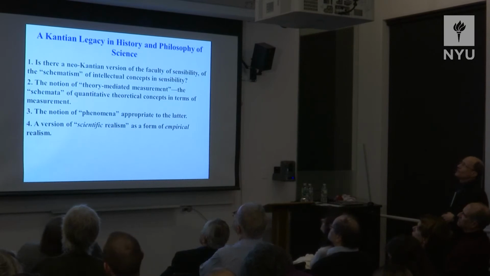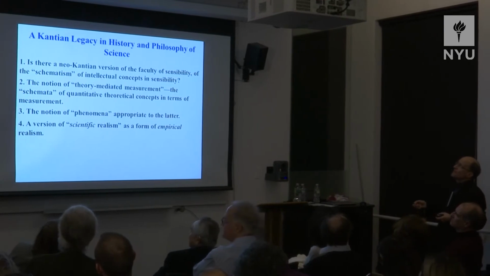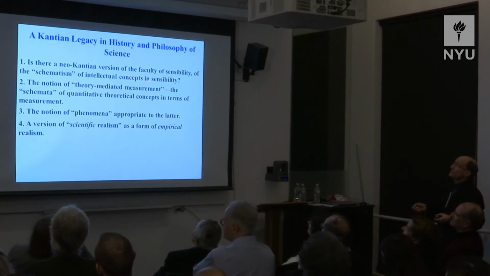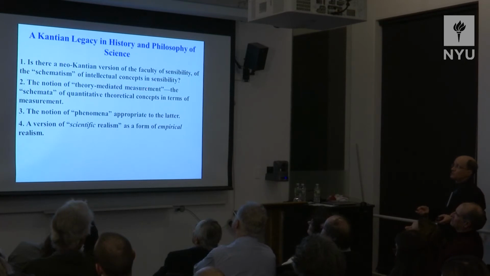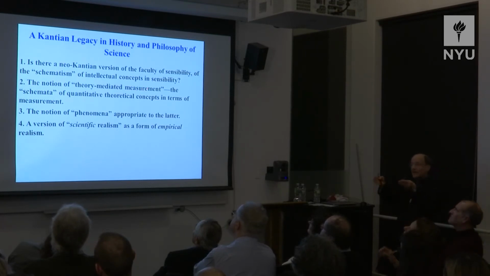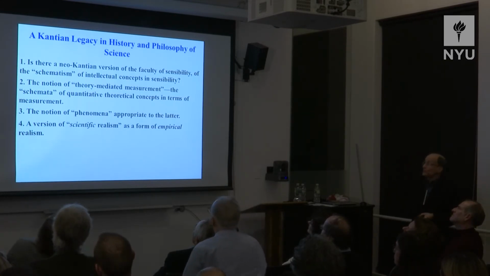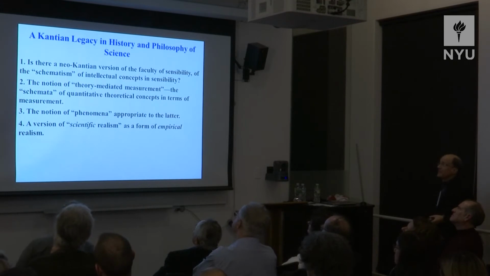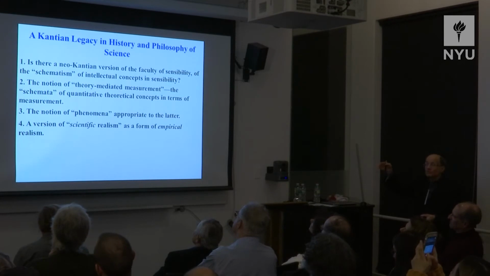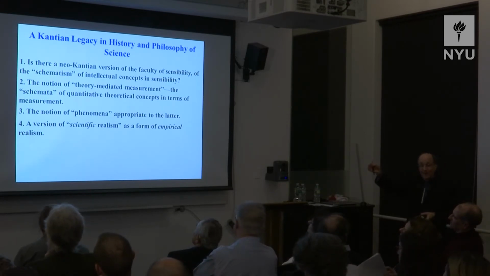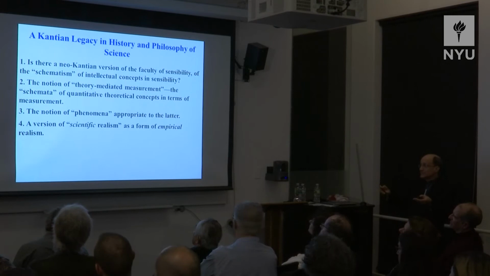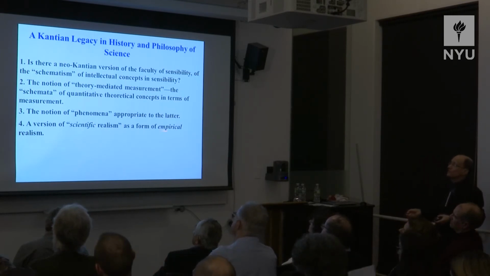Okay. So now I'm going to get to the Kantian legacy. So this is good because I'm going to stop at some finite point. Is there a neo-Kantian version of the faculty of sensibility of this? Yes, there is. This notion of theory-mated measurement as modeled on the Newtonian method and the Newtonian style seems to be a really good candidate for that. And that gives you a notion of phenomena that is in a sense theory-laden, but still measurable, determinable through measurements that we can carry out in the real world that we live in and see. And there is a version of scientific realism connected to empirical realism here. We saw that in Stein.